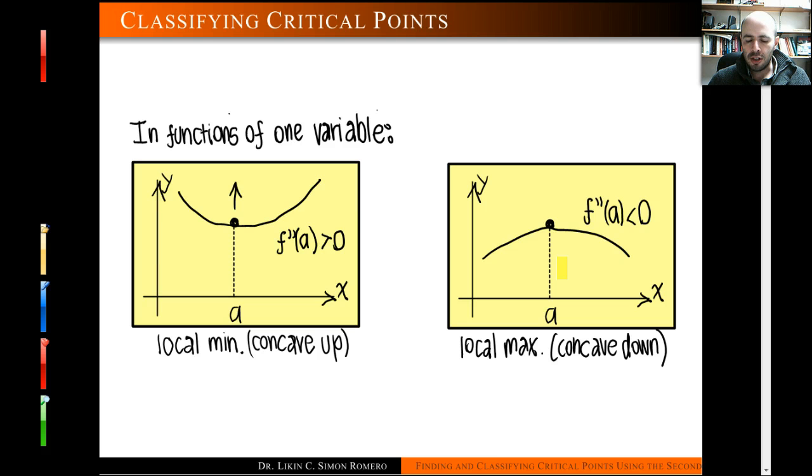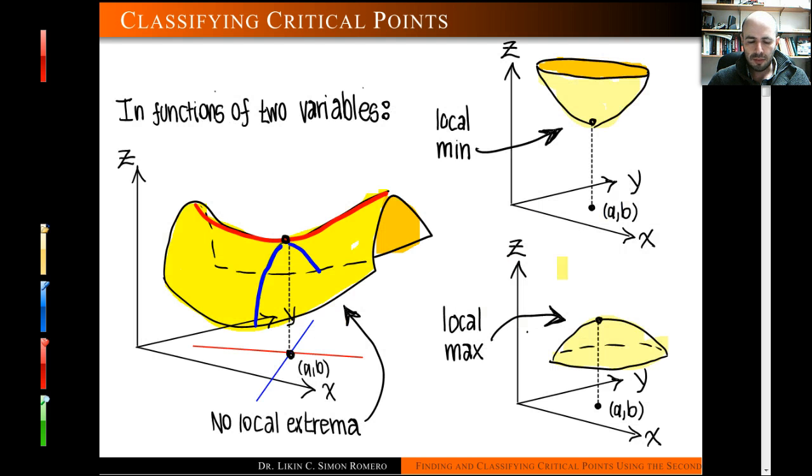Remember, in functions of one variable, if the function is concave up, then the function has a local minimum. If the function is concave down at the point a, then it has a maximum. In functions of two variables, there are three cases. If you have different concavities in two different directions, you have no local extrema. If you have concavity upwards in all the directions, you have a local min, and if you have concavity downwards in all the directions, you have a local max.